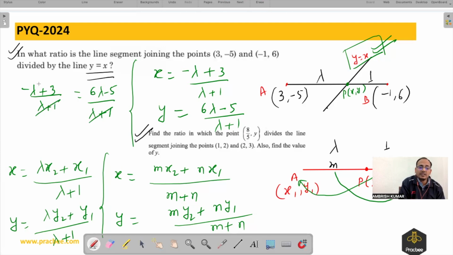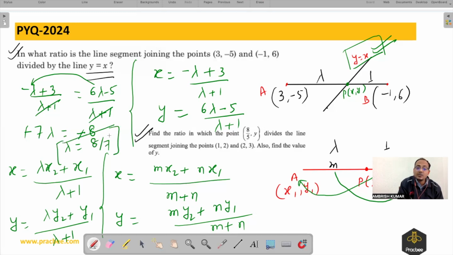So you take the 6 lambda to the left hand side. So negative 6 lambda, negative 7 lambda equals negative 5 minus 3, negative 8. You cancel out this negative. Lambda is 8 by 7. And this is the required ratio. So this is the answer. The ratio here is going to be 8:7. Clear?